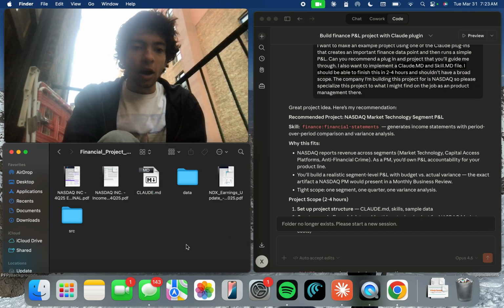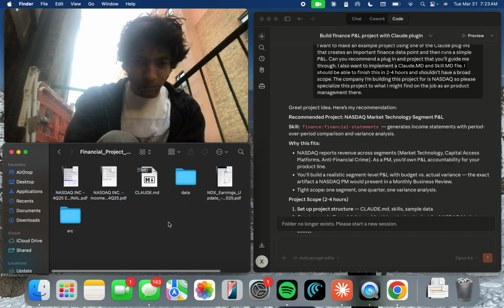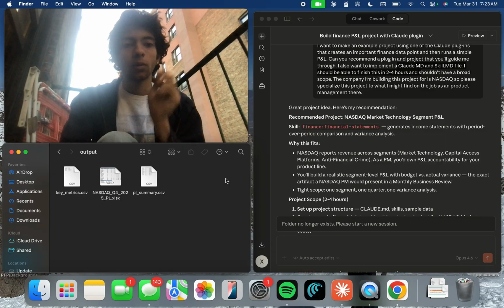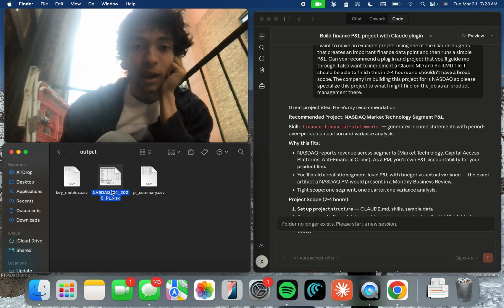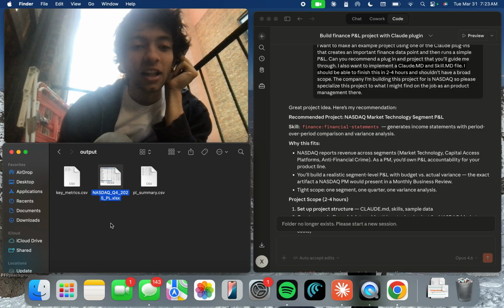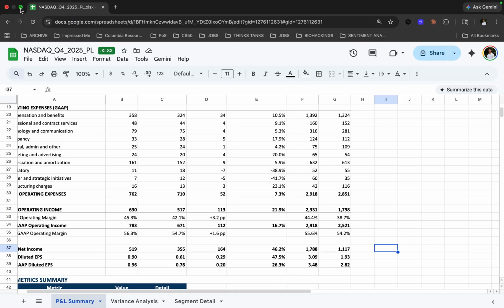Speaking on the outputs, we can see right here, some of these are things I've uploaded. Most of this was made by Claude. And then if we go to our output, this is going to be our main deliverable, which is a .xlsx file. There we go. Cool. And if we open that up here on the right, this is what we're going to get.